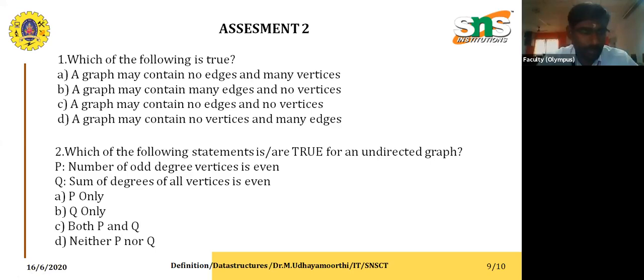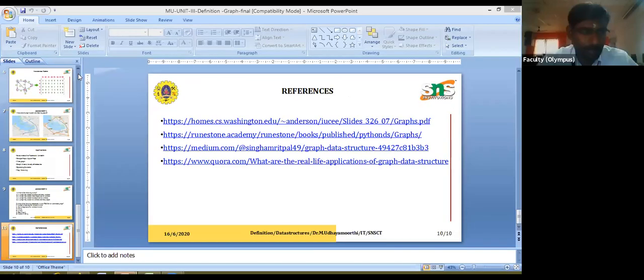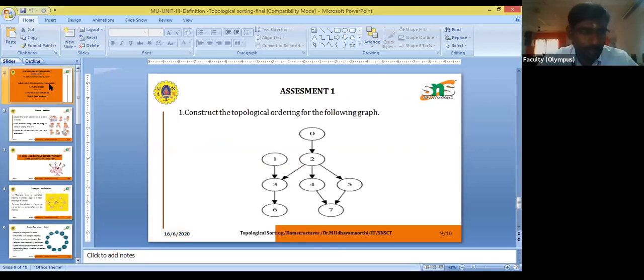Okay. So now we are going to see one new topic, that is called topological sorting. Okay? I hope all of you understood the definition of graphs. So what is the definition of a graph? Can anyone say? What is a graph?